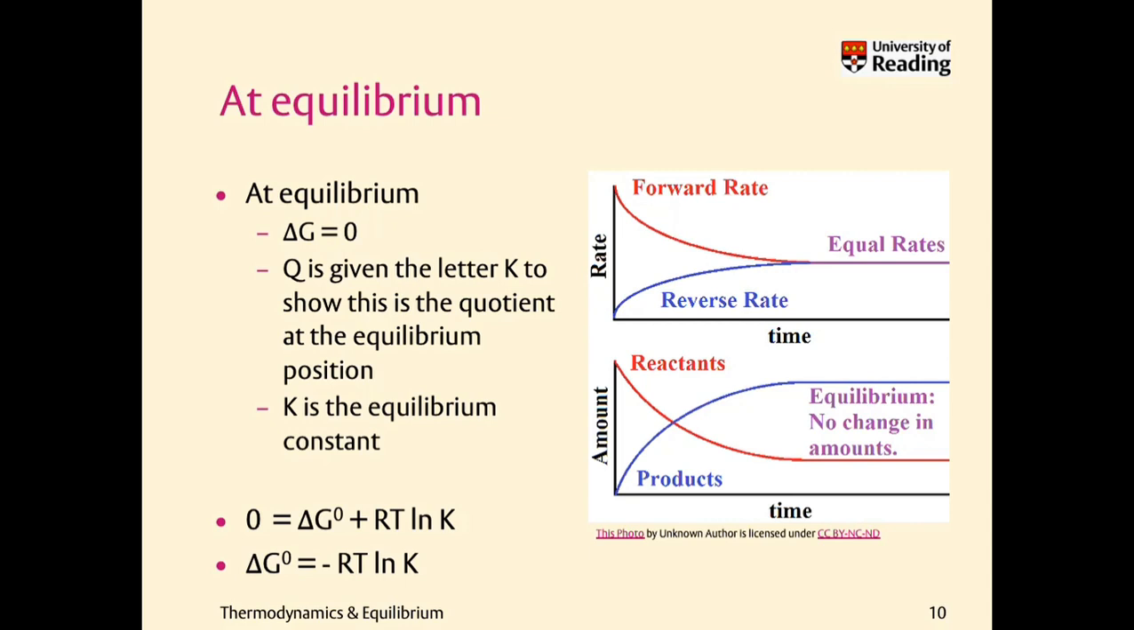So you can rearrange that to get a really important equation that links the change in Gibbs free energy for our reaction to the equilibrium constant. Delta G standard equals minus RT, where R is the gas constant and T is temperature, times the natural log of K, the equilibrium constant. So that's our first really important equation link to equilibrium.